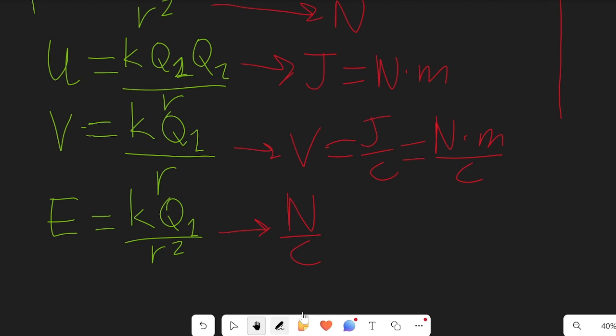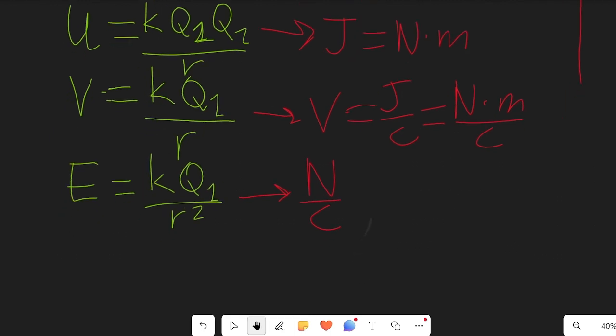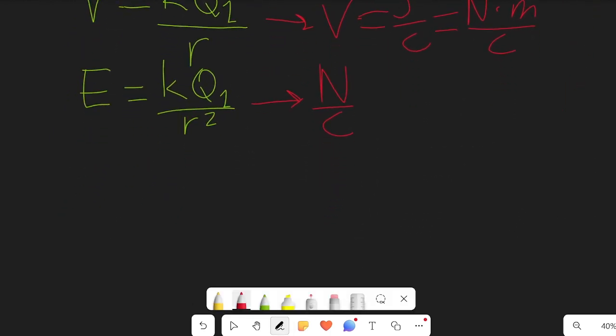Finally, we had one last equation, which we'll call number 4. This essentially relates potential and electric field together. So electric field is equal to the negative derivative of potential with respect to distance.